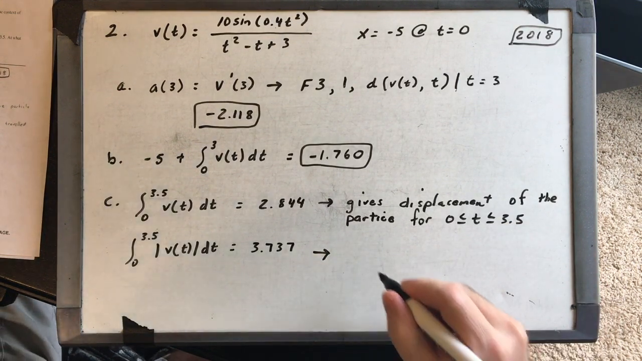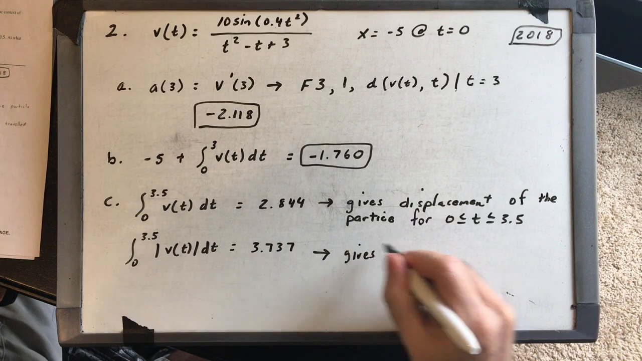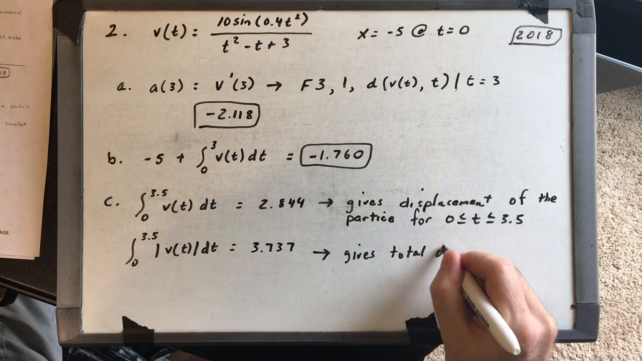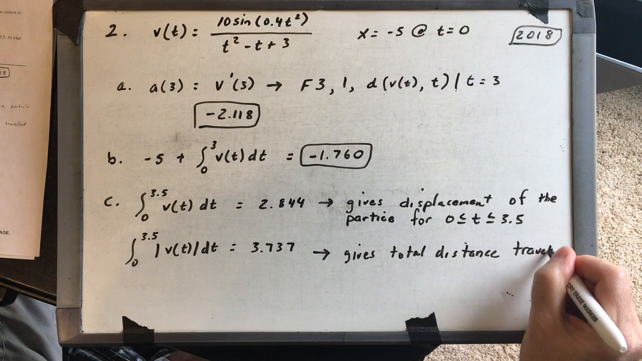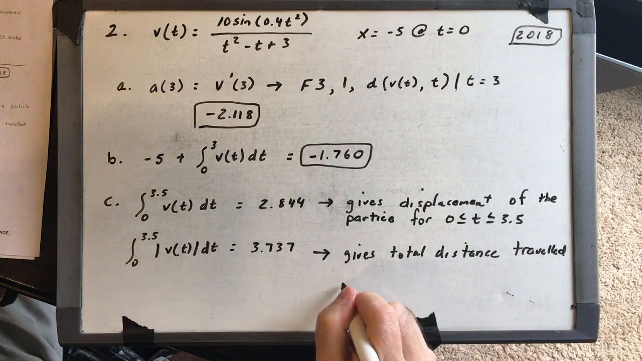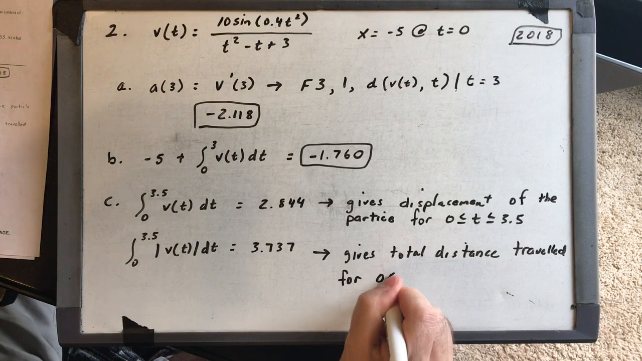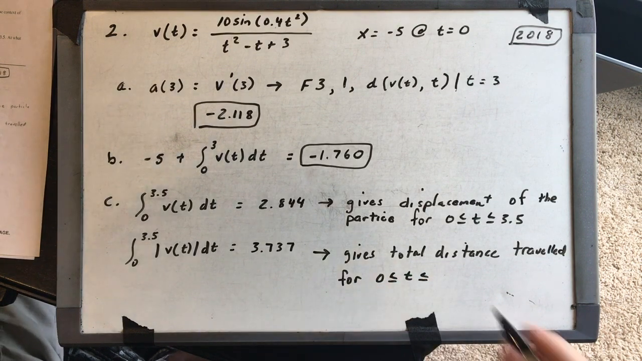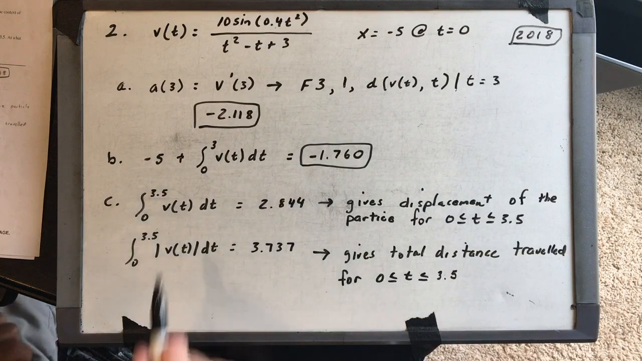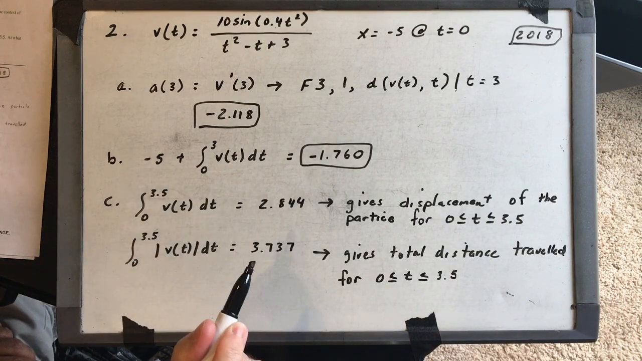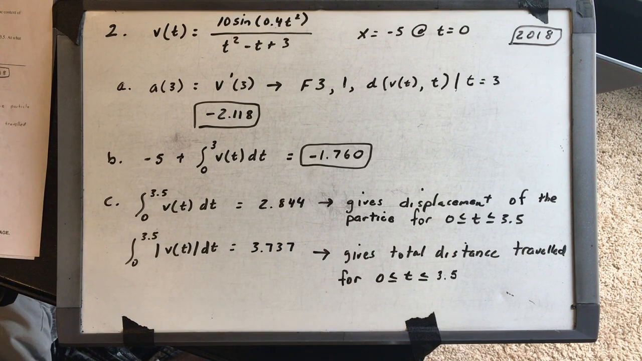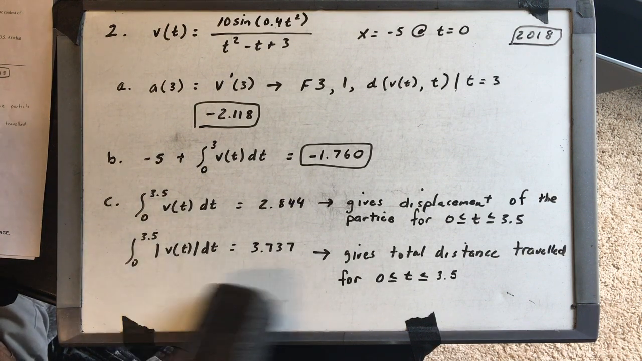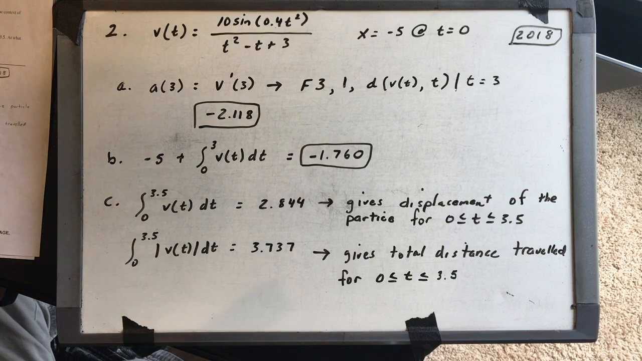Now, using absolute value, that gives the total distance traveled for the time. So the first just gives the displacement, which, because the particle goes back and forth, is not going to be as long as the total distance traveled. Okay, so that takes care of A, B, and C. I almost probably could fit D in here, but I won't try that. So pause if you need to.